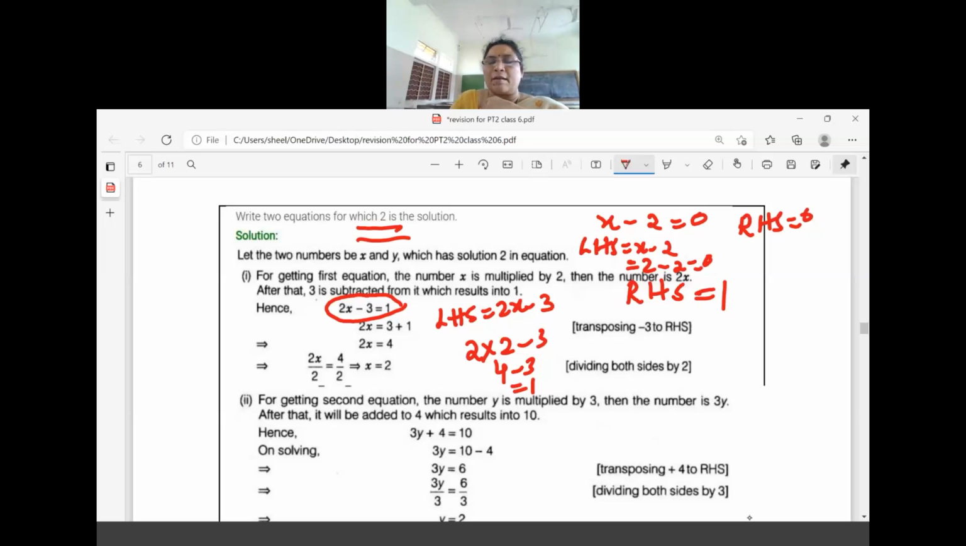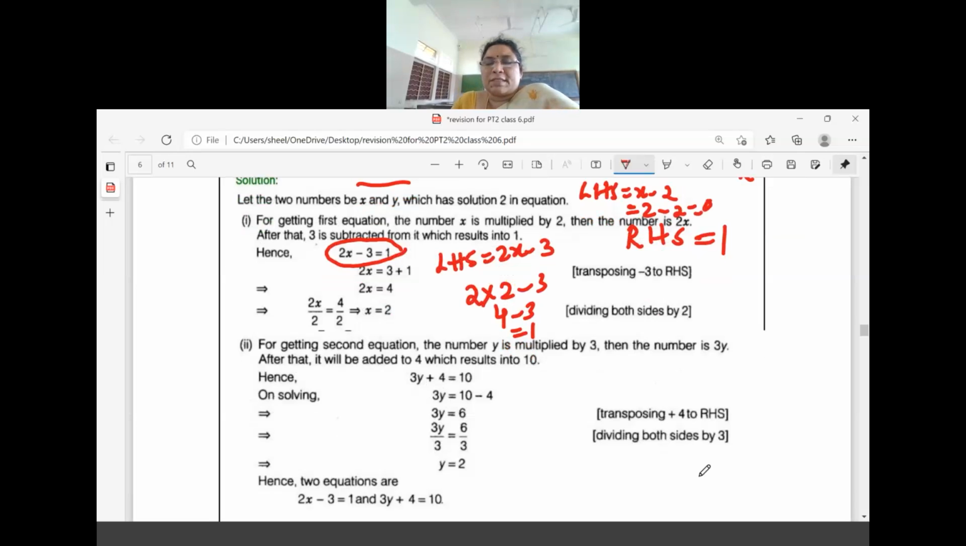Now one more example, here we have 3y plus 4 equal to 10. What is the answer for y? LHS we are having 3y plus 4 that we have chosen, RHS we are having 10 only. If you put y as 2, what happens here? We are getting 10 on both sides. So here it is a complicated equation. If you want to write a simple equation, that is also true.